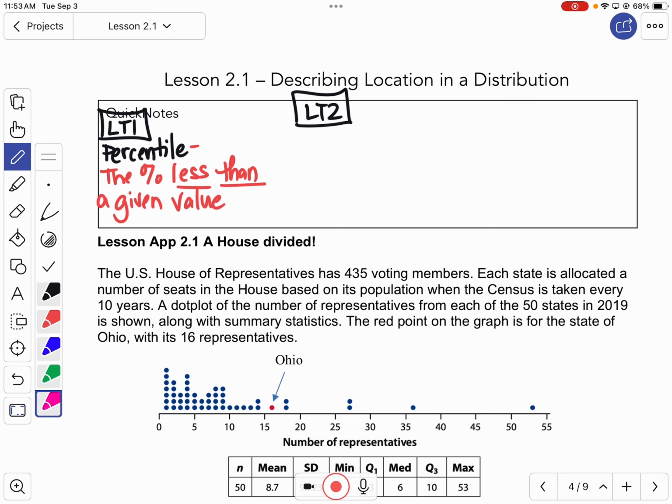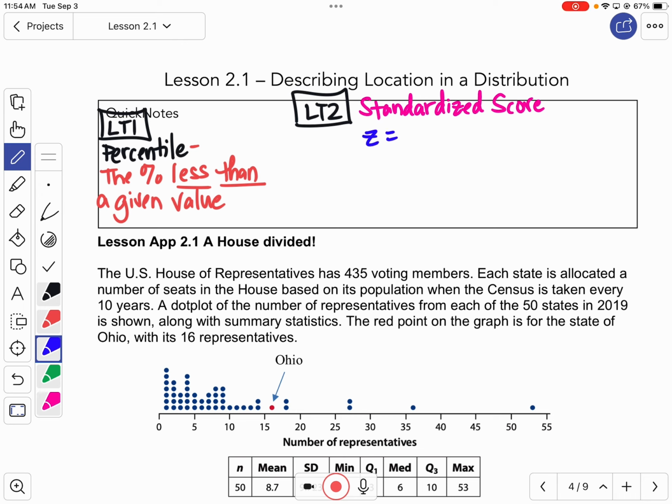Learning target 2 is my standardized score. We'll call it a z-score. Did y'all do a z-score in Algebra 2? Seems like I remember that got added. All right.